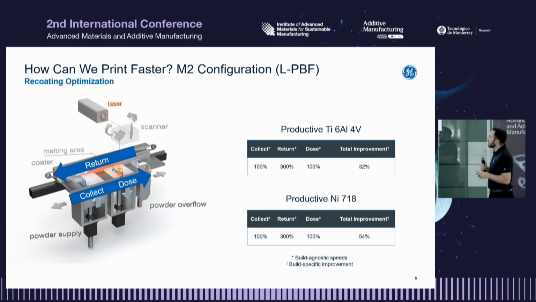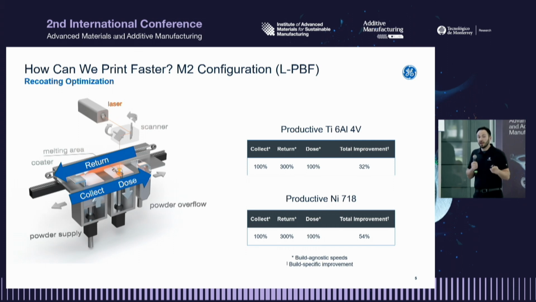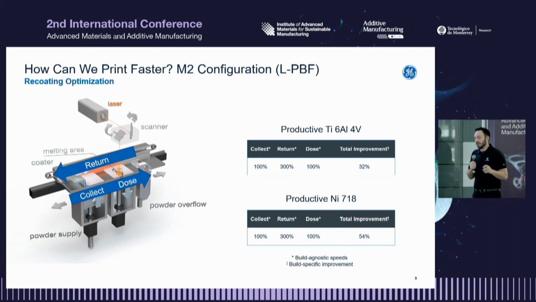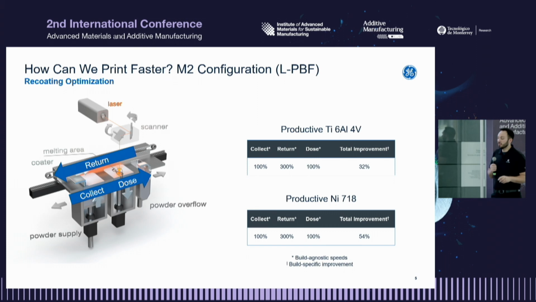So we took a really concerted effort on those speeds: how fast it's moving over the collection station, how fast it's moving over the area where the lasing takes place, and then how fast it returns. A recent level of effort was put in to really push those to their limits. So I have an instance on the right-hand side where we had a productive Ti-6Al-4V parameter set and a productive nickel alloy 718 parameter set, where we increased by 100% the collect and dose, and by 300% the return speeds.